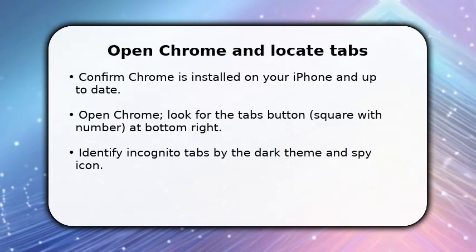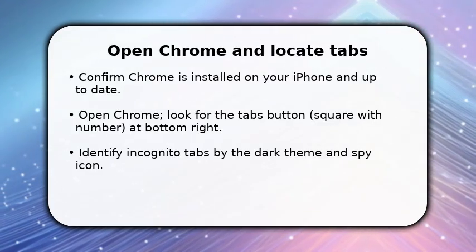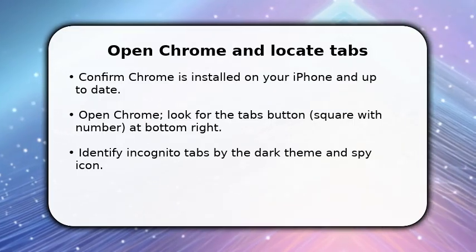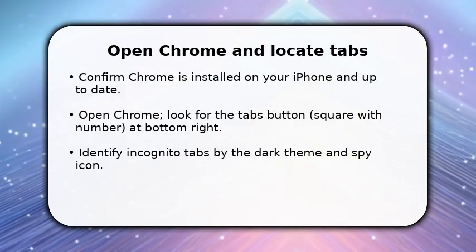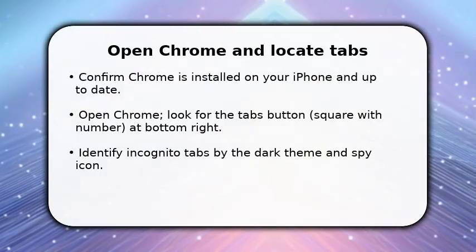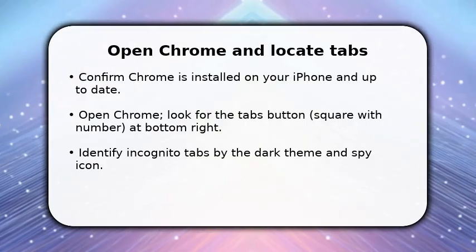Make sure you can spot Incognito tabs by the darker theme and the spy icon. This tells you which windows are private. Now get ready to close them. You'll either close single tabs or the entire Incognito group depending on what you see.